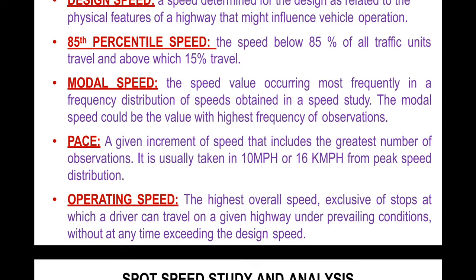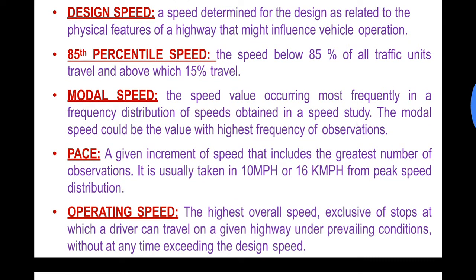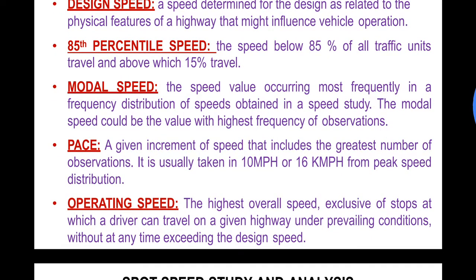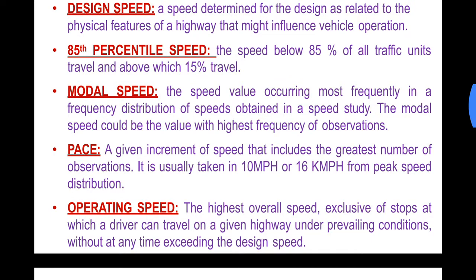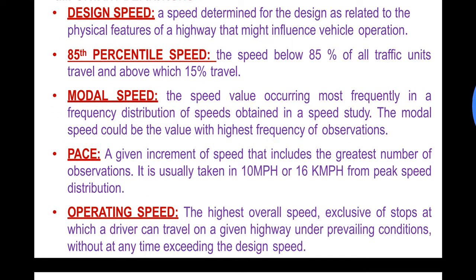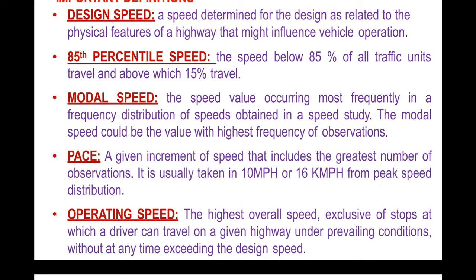Modal speed. The speed value occurring most frequently in a frequency distribution of speeds obtained in a speed study. The modal speed could be the value with highest frequency of observations. Okay, so this is nothing but the speed at which the maximum number of vehicles are traveling. So if we plot a frequency distribution table, which I'll be showing you in the further classes, then you would have a peak. Okay, in that graph there would be a peak and it would show the modal speed. It is nothing but the speed at which the maximum number of vehicles are traveling.